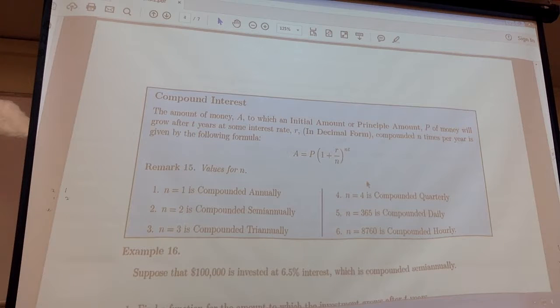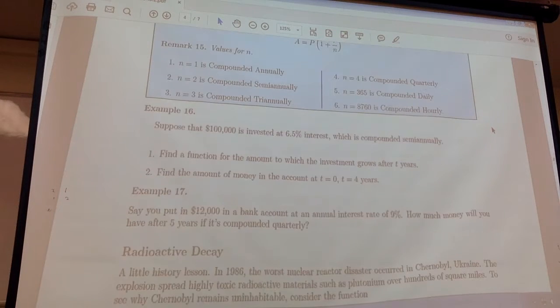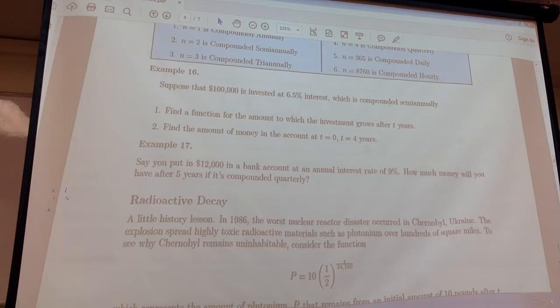Now also, the values for N, you've got to be familiar with. If your problem says compounded annually, then your N value is 1. Compounded semi-annually, N is 2. Triannually, 3. Quarterly, 4. Daily, 365. Hourly, 8,760. The most common ones would be semi-annually and quarterly. So how would we do a problem like this in the calculator? Well, let's take a look at an example real quick.